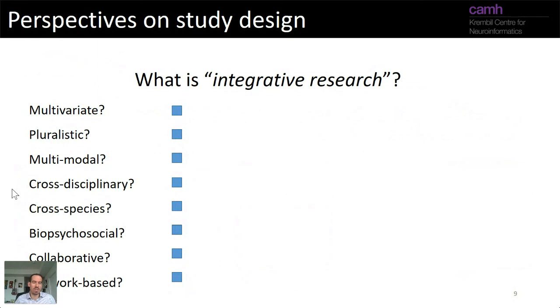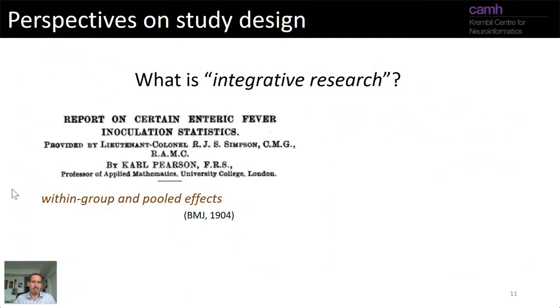Cross-disciplinary, who's to say which discipline is separate from another. Cross-species is a little easier. Biopsychosocial, also integrative. A model including biological, psychological, and social determinants of health in one model. Collaborative. Network-based. I don't know. There's lots of possibilities here.